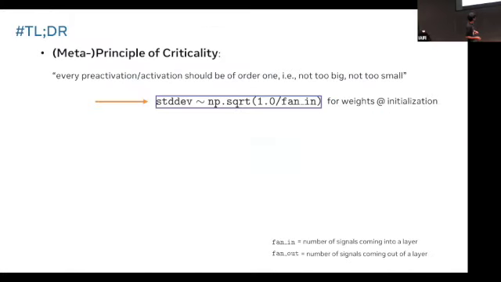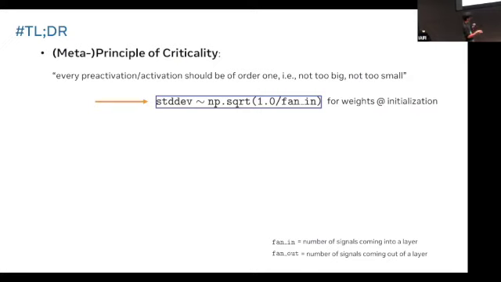Okay. So since people have short attention spans, I have a TLDR. There are 2 points. One is that there's a principle of criticality, meaning that every pre-activation and activation, those dots that changes had, should have order 1 numbers, meaning they shouldn't be too big or too small. If every pre-activation is in the millions, then that's screwed up. And if it's 0.001, then that's bad too. So it should stay in the range of order 1.